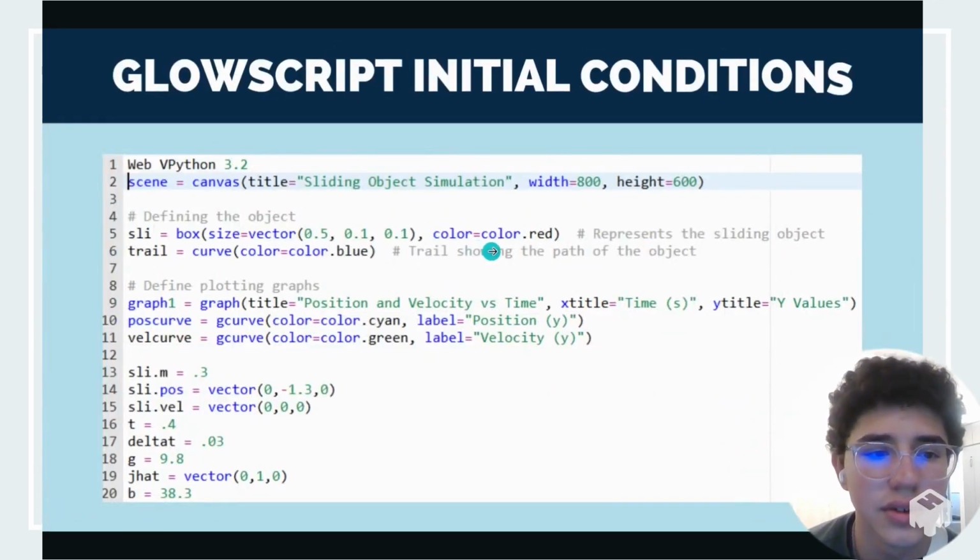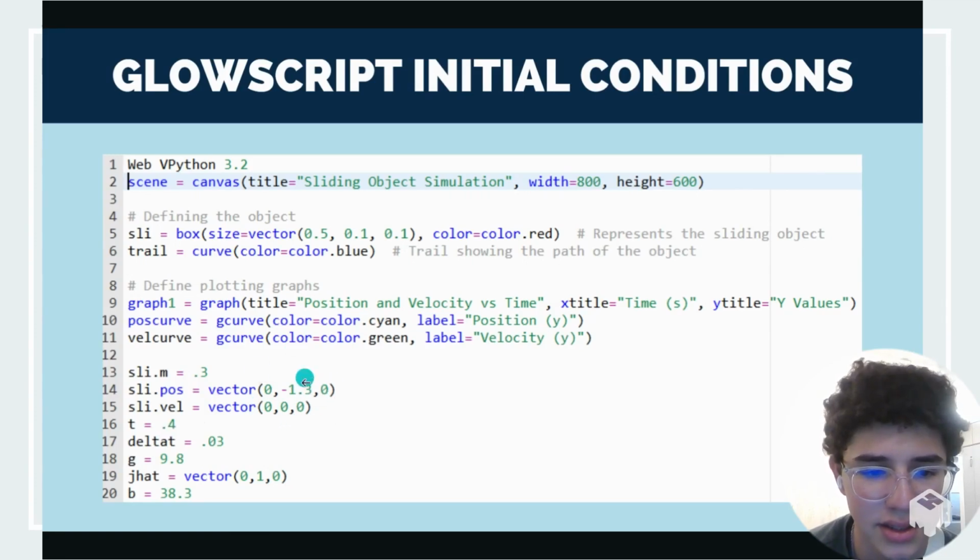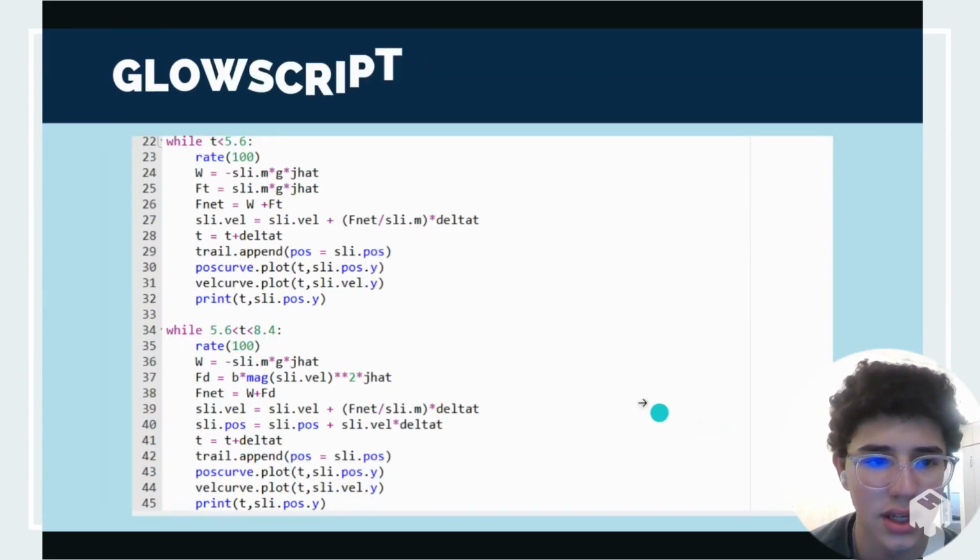So here's the GlowScript initial conditions. I basically established what the graph is going to look like, and then I set the mass of the slinky to be 0.3 kilograms, the initial position vector to be negative 1.3, and then basically a similar rounded number to the previous from Tracker. So then I have my initial velocity vector 0, 0, 0, and some constants.